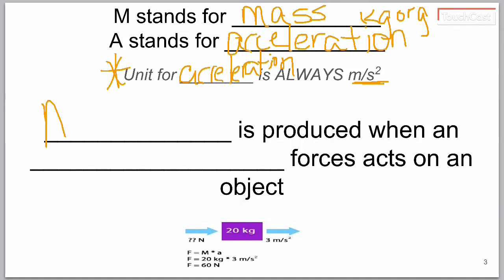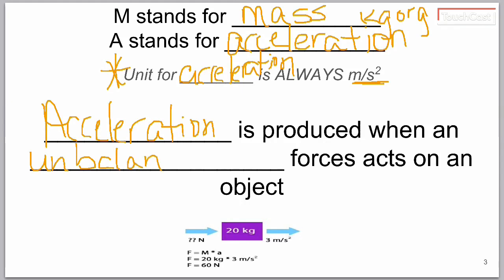Then acceleration is going to be produced when an unbalanced force acts on an object, because remember, we're dealing with unbalanced forces that are changing the motion of the object. So an example's down here. I've got a mass of 20 kilograms, because I see kilograms, that tells me it's a mass, and then I see meters per second squared, that is an acceleration. So there's the formula, F equals M times A. I take the 20 kilograms times the 3 meters per second squared. I'm going to end up with 60 newtons, because force is always measured in newtons.